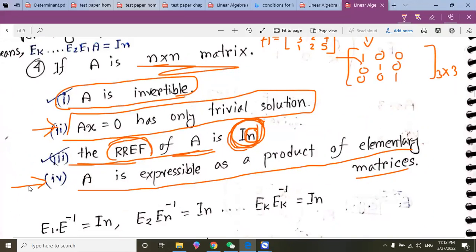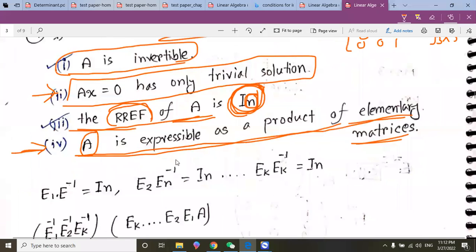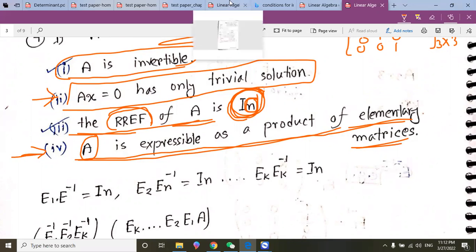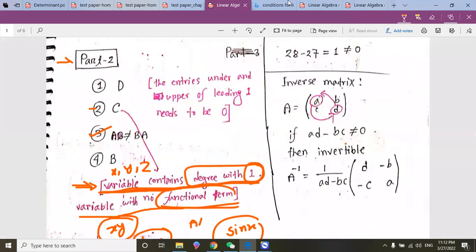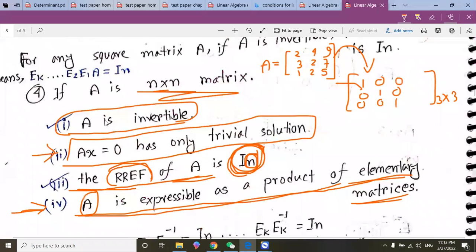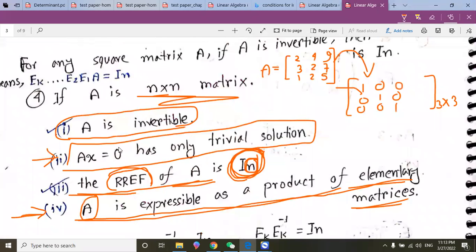And the fourth condition is A is expressible as a product of elementary matrices. That means we can get A with some kind of row operations. I will show the full process later. For this question, we are just going to see the conditions, and we have to match the conditions.